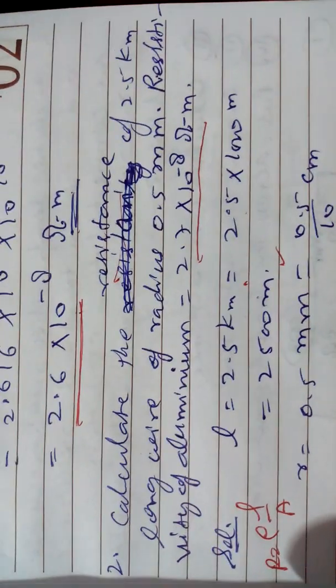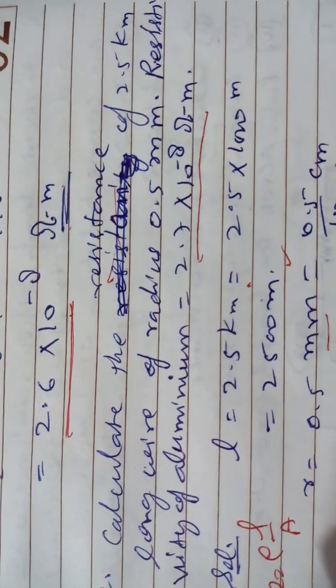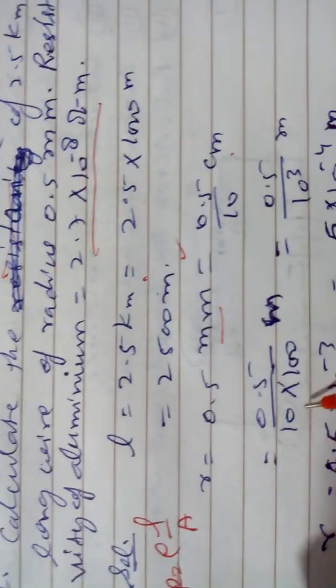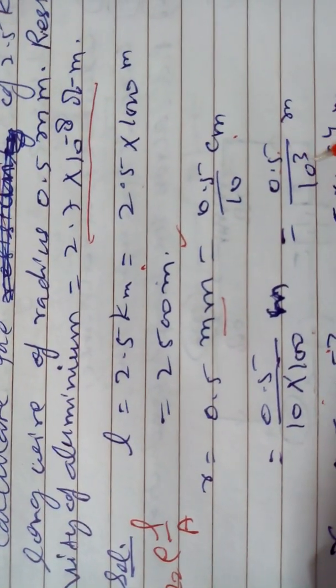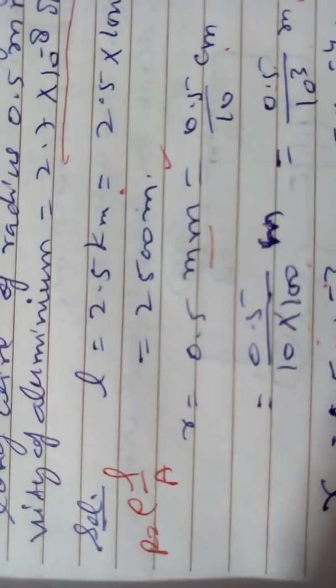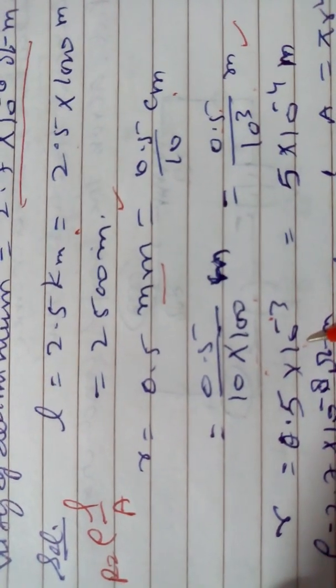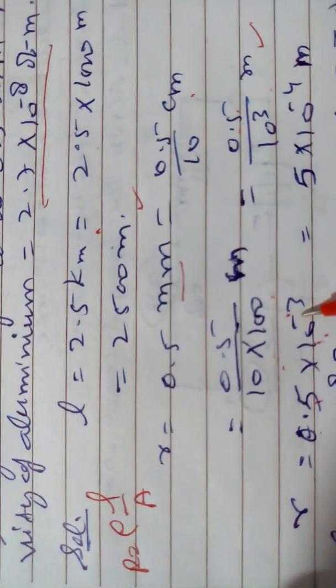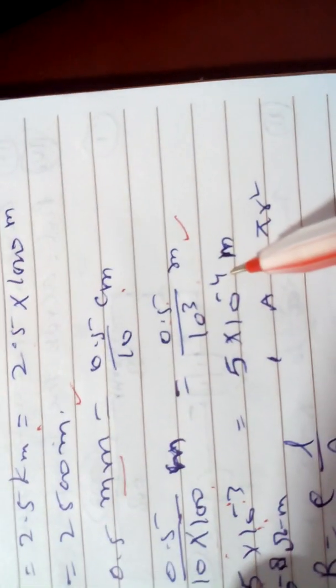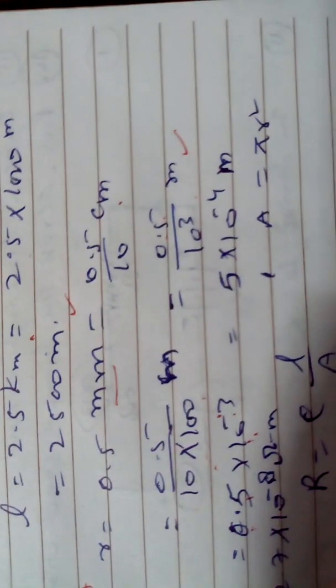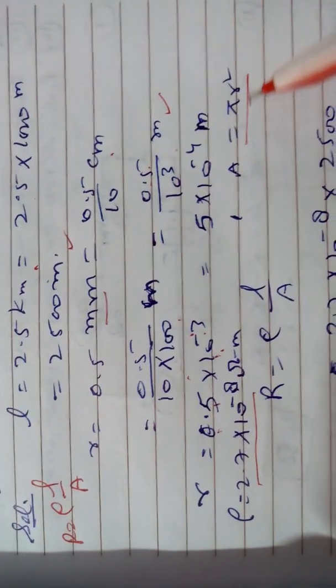1 kilometer is 1000 meter. Millimeter: first convert into centimeter, divide by 10, then convert into meter, divide by 100. You get 0.5 into 10 power minus 3 meter, using the exponent power rule. 0.5 reduces, and one more decimal power increases. The area formula you know, and rho is given already. This area formula is pi r square.